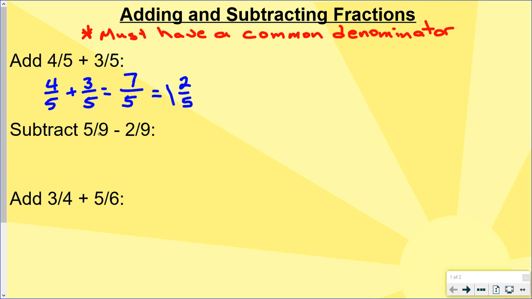All right, so 5/9 minus 2/9. I don't know why I wrote the 2/9 first, but I did. Again, we already have a common denominator, so the denominator stays the same. 5 minus 2 is 3. This is not improper, but this can be simplified because these have a greatest common factor of 3. And so we want to divide 3 out of each of these to write it in its simplest form, which would be 1/3.